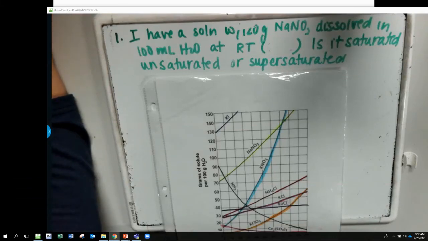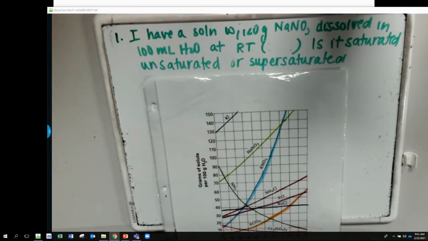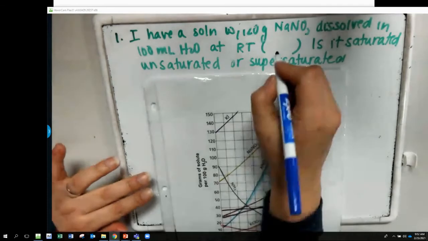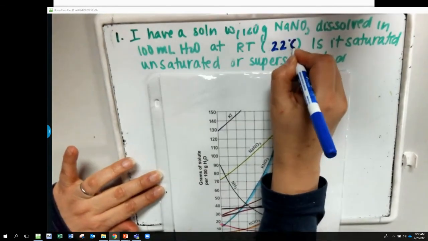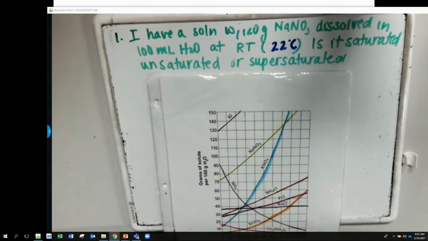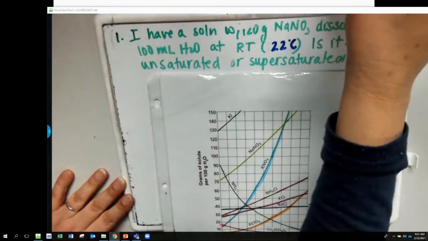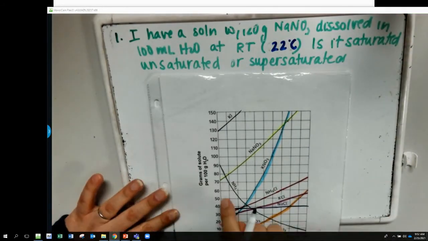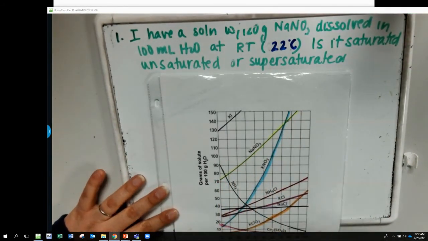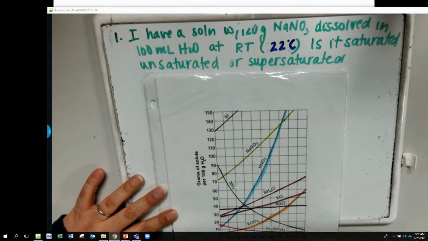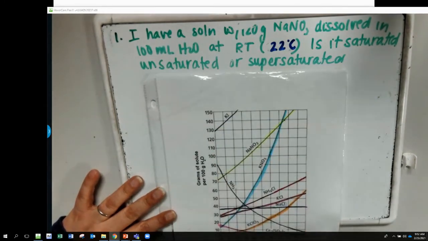The first problem says I have a solution with 100 grams of sodium nitrate dissolved in 100 milliliters of water at room temperature. What is room temperature? 22 degrees Celsius. Is it saturated, unsaturated, or supersaturated? The first thing you have to do is identify what we're looking at. We're looking at this line right here, the yellow one. We're also looking at 22 degrees and 120 grams.